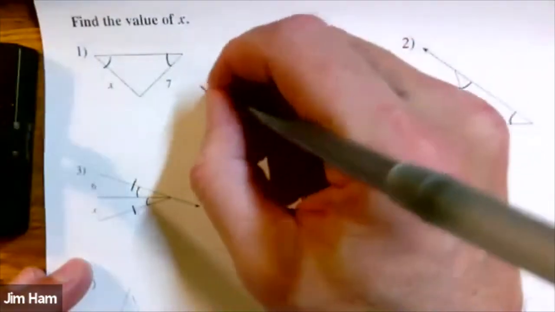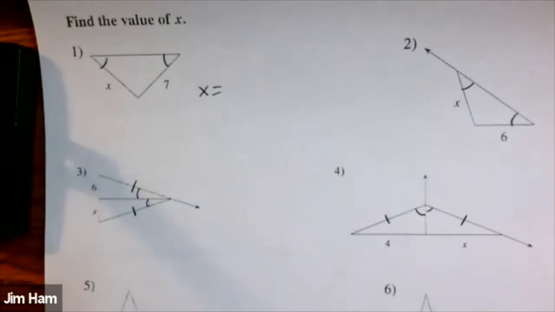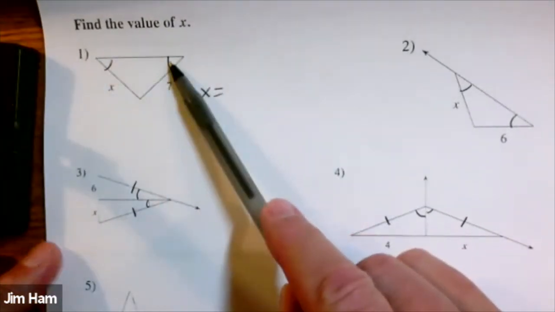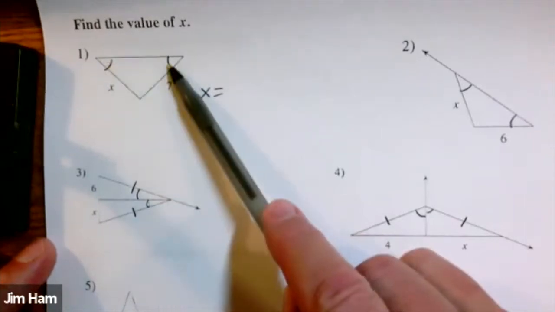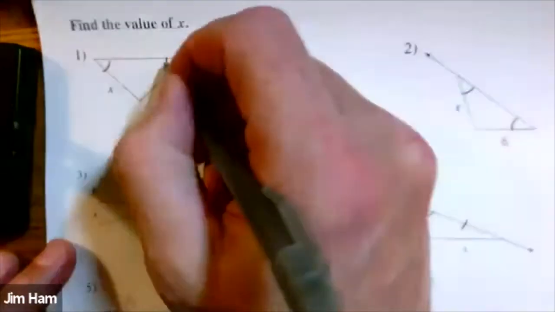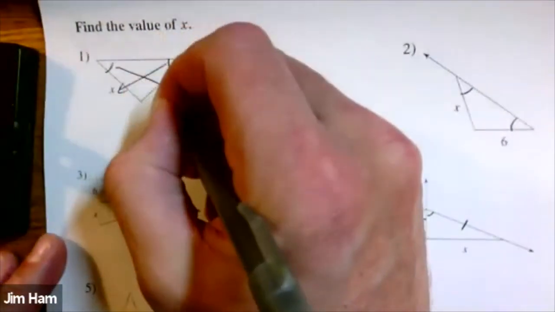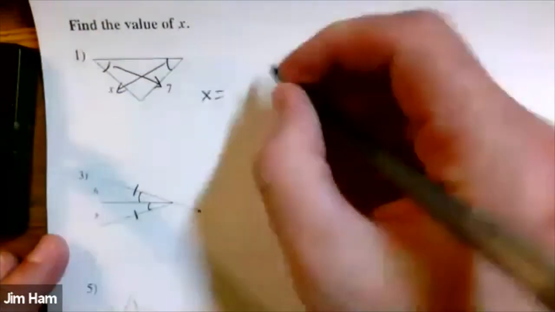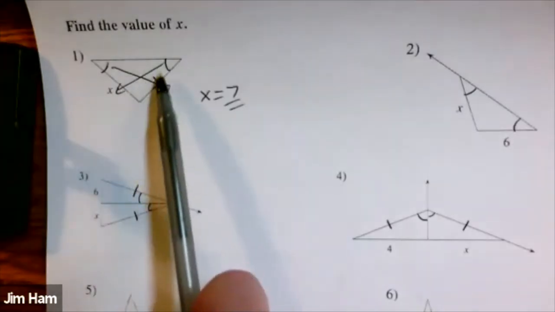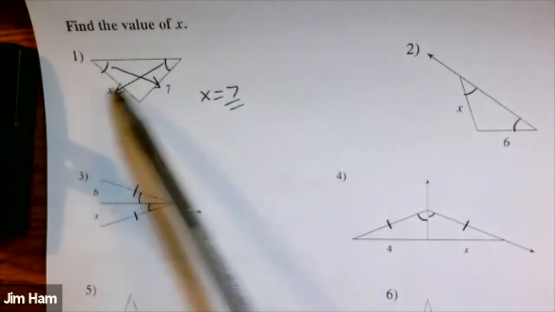Okay, so this one here, what is x? Well, you'll notice that they're marking these two angles. That suggests that these two angles are the same. And in a triangle, if you have two angles that are the same, then their opposite sides are the same. So x and 7 have to be the same. That's it. There's no calculation there. It's just noting that we have an isosceles triangle here, so that these opposite sides have to be the same.